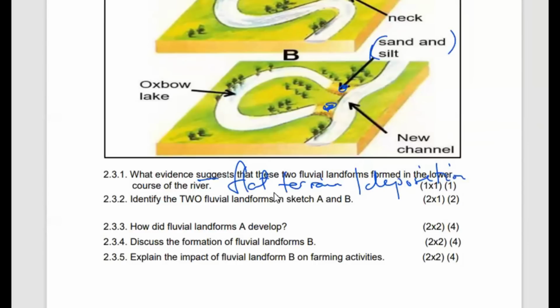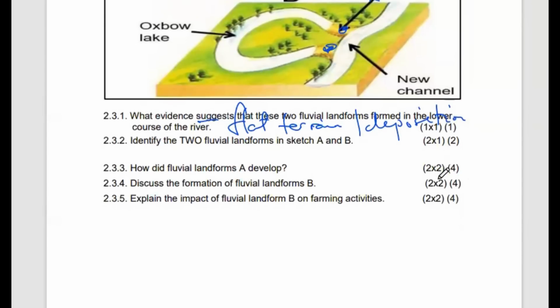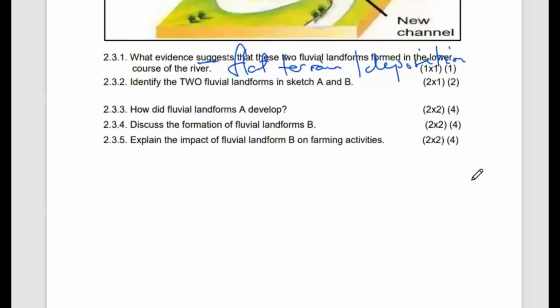We don't have deposition in the upper course because of high velocity. There is erosion in the upper course, but in the lower course, there's deposition, and the evidence is the sand and silt which has been put on this part, which is now separating the main stream from the oxbow lake. Right, moving on to the next question. Identify the two fluvial landforms in sketch A and B.